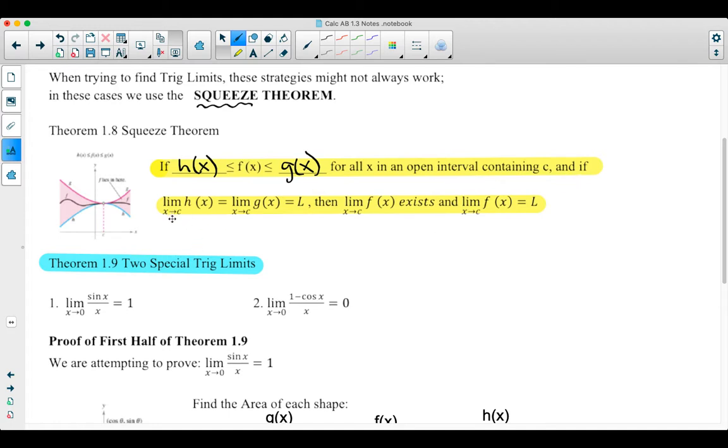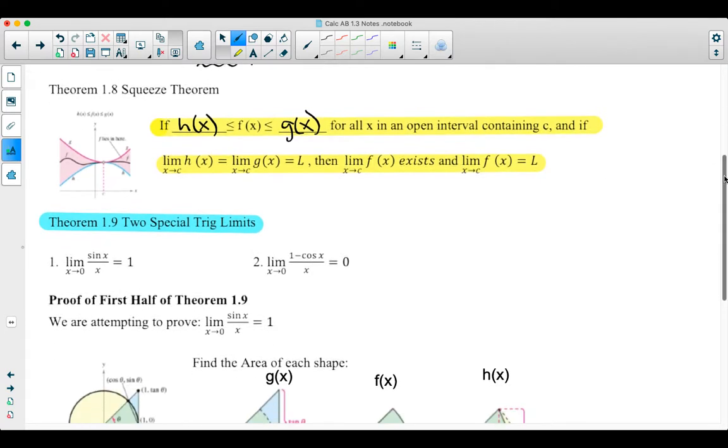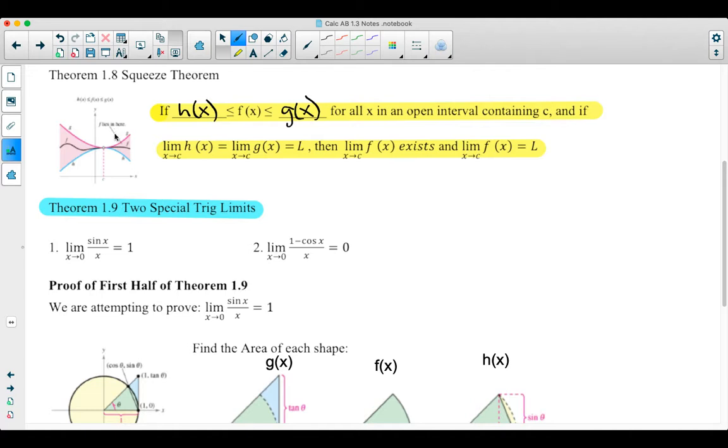and if we know that the limit of h of x, the lower function, and the limit of g of x, the upper function, are the same, then the limit of f of x exists, and that is also going to have the same value. So this squeeze theorem directly helps us to prove these two special limits. So these are special in the fact that you're going to want to just have them memorized. These are two limits that you will just be expected to know and have memorized.